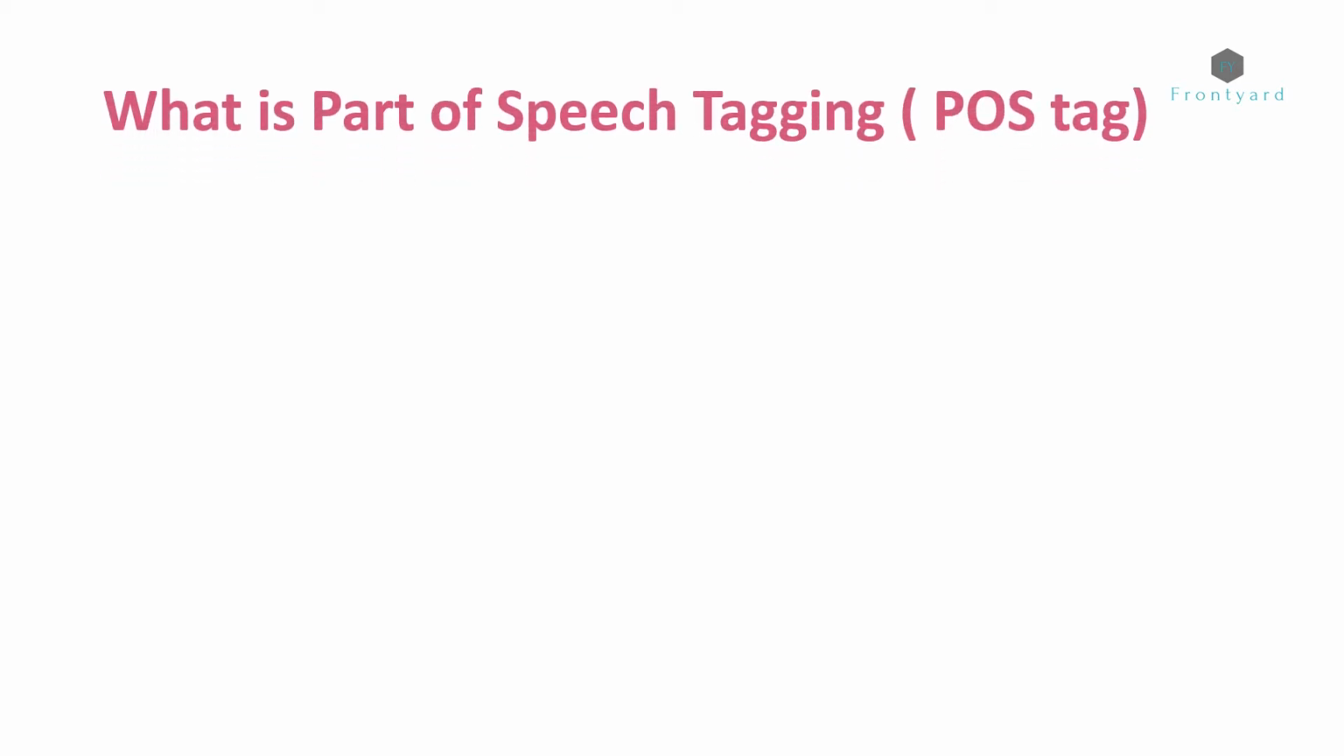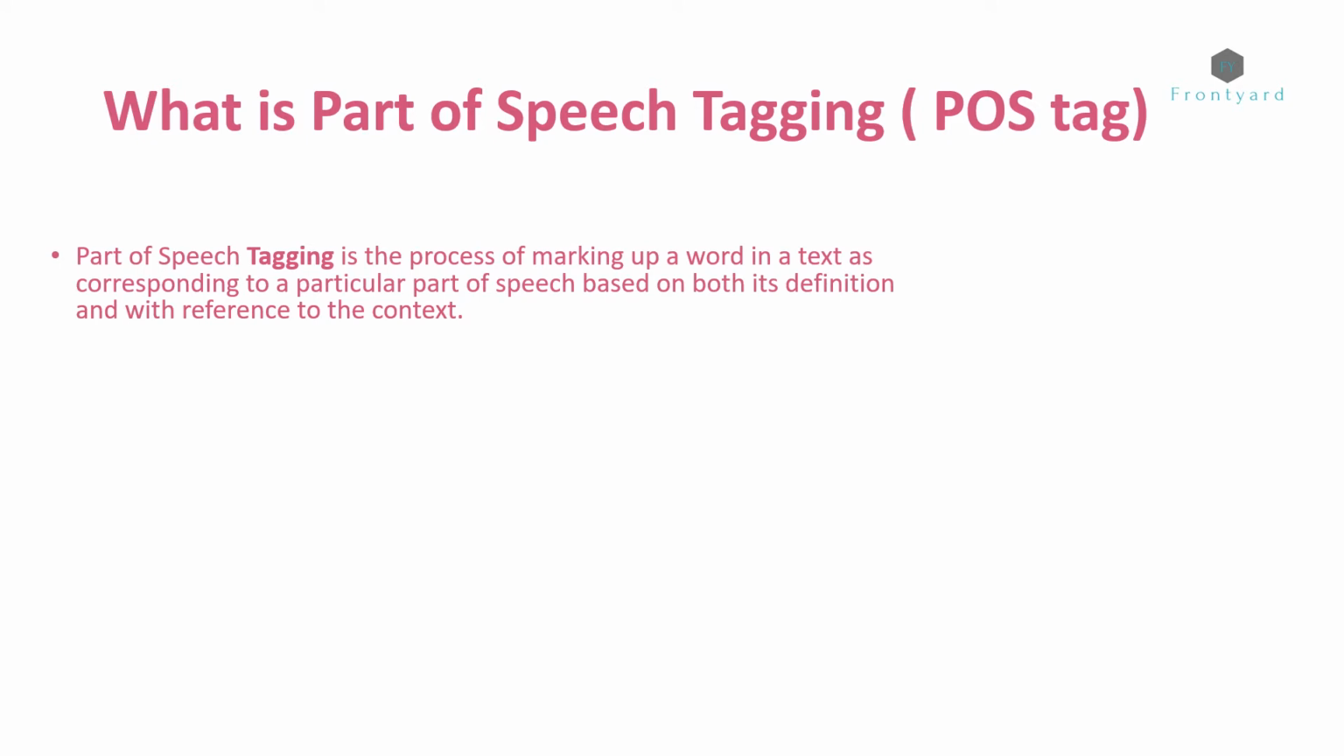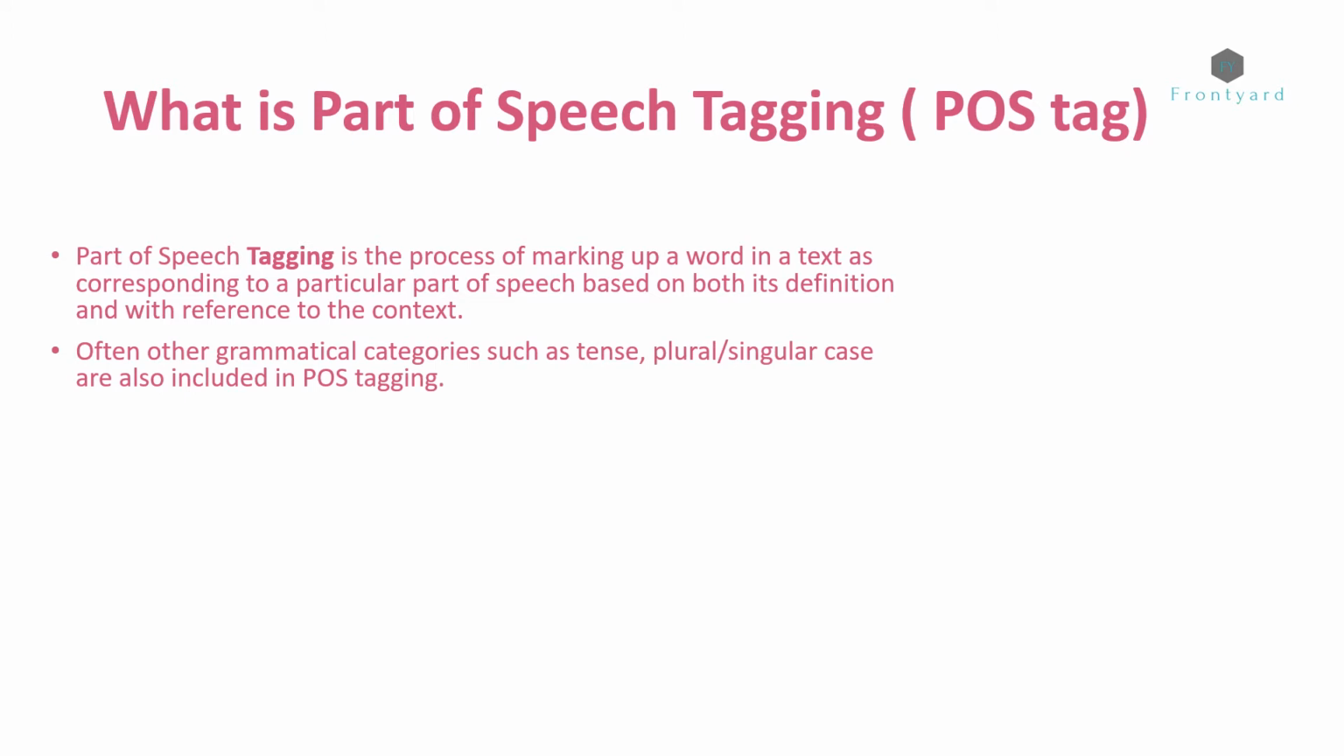What is POS tagging? Part of speech tagging is the process of marking up a word in a text as corresponding to a particular part of speech based on its definition and with reference to the context. Often, other grammatical categories such as tense, plural or singular case are also included in POS tagging. Part of speech tagging is also called grammatical tagging.